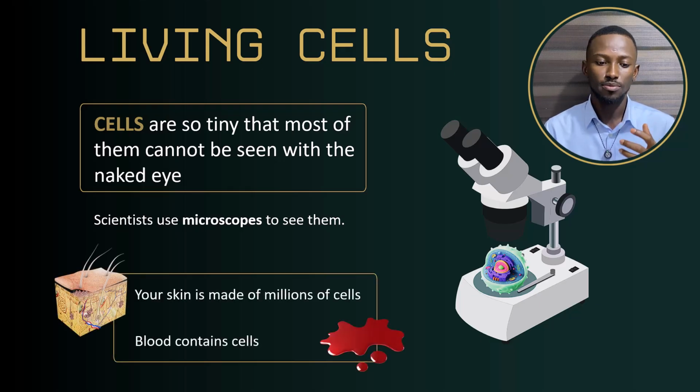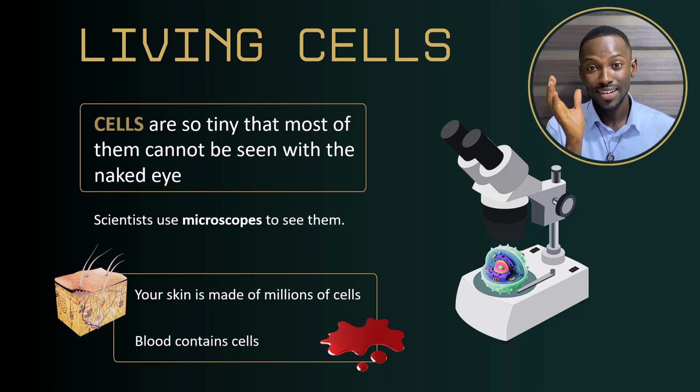For example, our skin is made up of millions of cells. The same thing applies to our blood. Our blood has millions of cells in there. But how can these cells be viewed? You see, when you prick yourself and you collect some sample of blood, that blood is made up of cells, but you cannot see the cells with your eye, except with the help of microscopes.